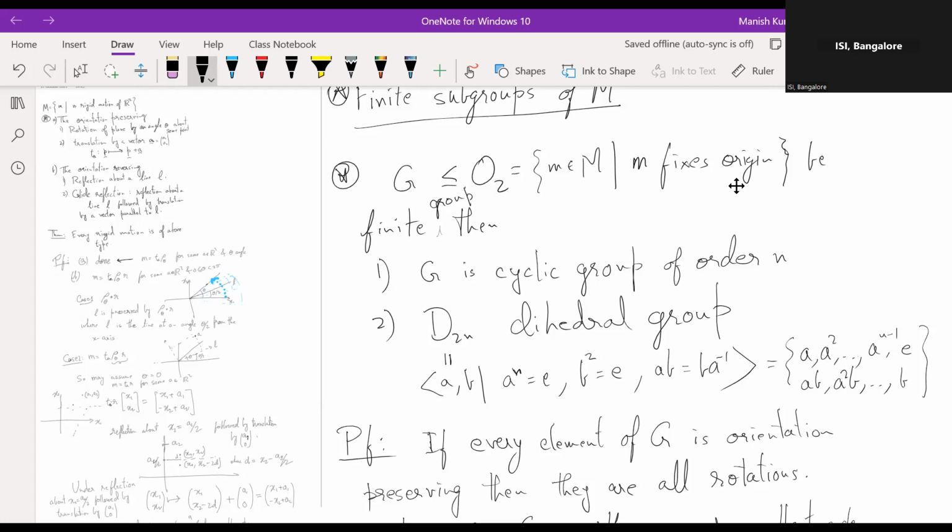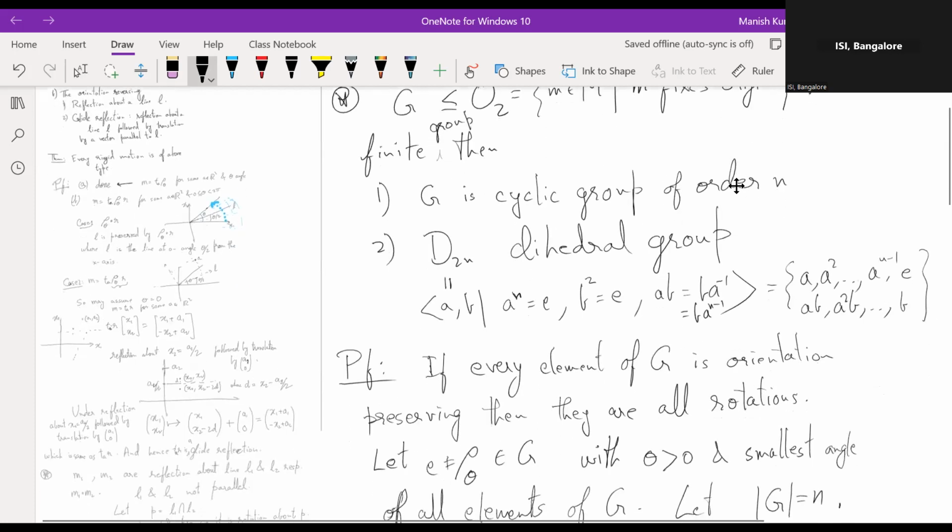So if you multiply these together, then a product of any two of this kind will, again, using this AB equals AB inverse, you can rewrite it in this form. And remember, BA inverse is the same as B a power n minus 1. A inverse is a power n minus 1. Okay.